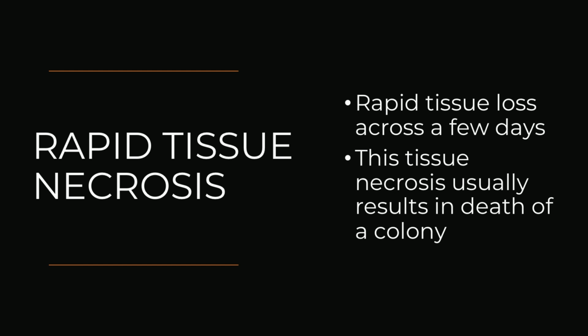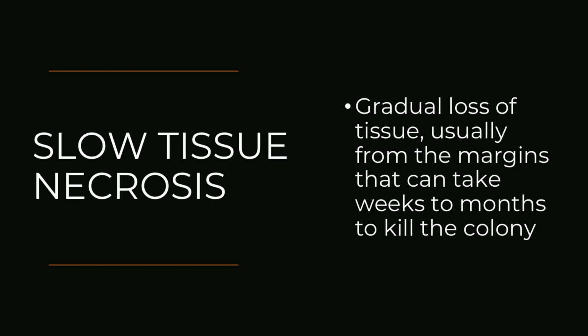Slow tissue necrosis is the one you have the best chance of stopping. Slow tissue necrosis is gradual loss. It can take quite a bit of time, weeks to months, even years, like I said with that one coral. It can still eventually kill a colony if you don't figure out what the stressors are, but it's something you can fight, and I highly recommend trying to fight against it if you can.